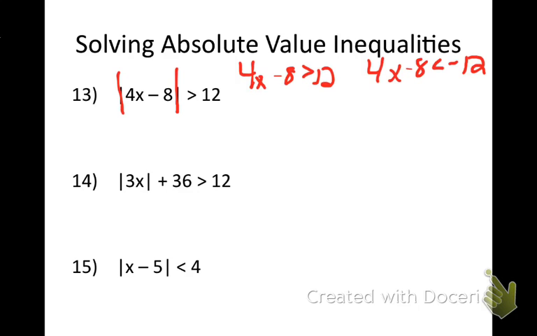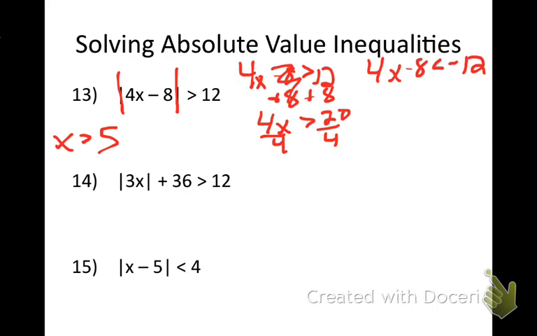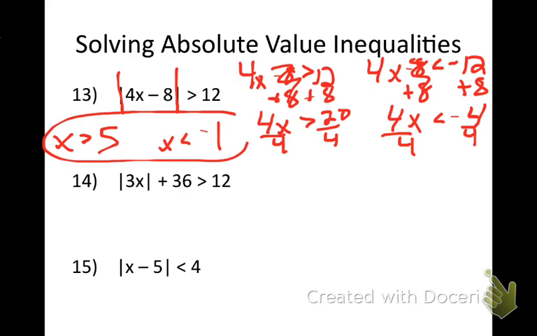And then from there I solve it just like I would. I add 8. 4x is greater than 20. Divide by 4. I get x is greater than 5. On the second one, I add 8. Give me 4x is less than negative 4. Divide by 4. And I get x is less than negative 1. Again, just very similar to equations. The only difference now is inequalities. And on that second inequality, I have to remember to flip it.